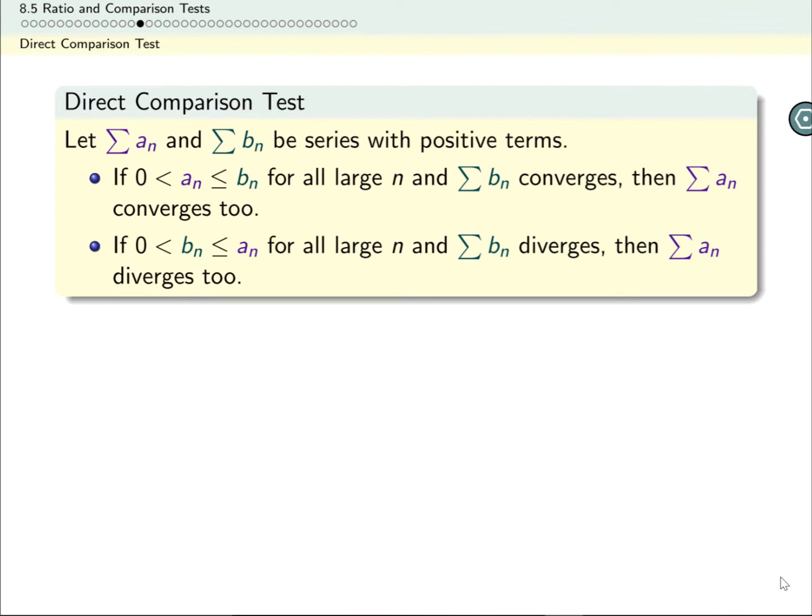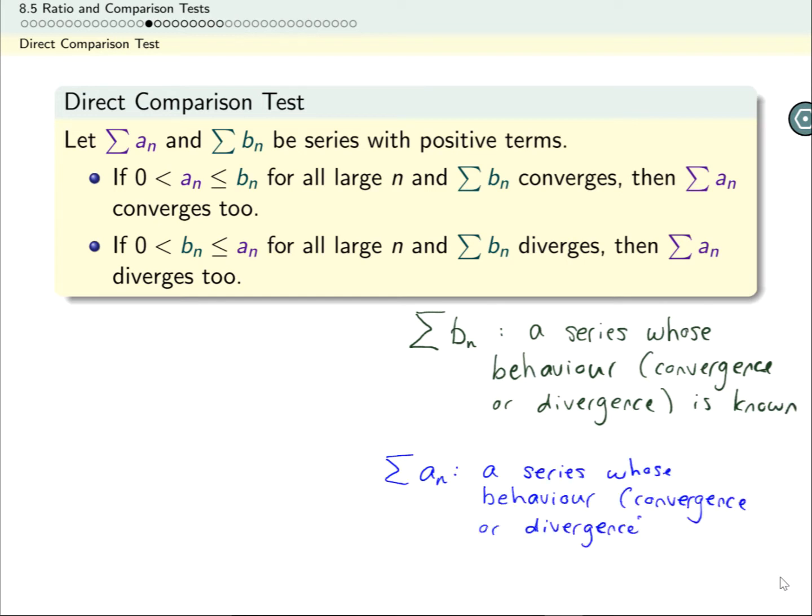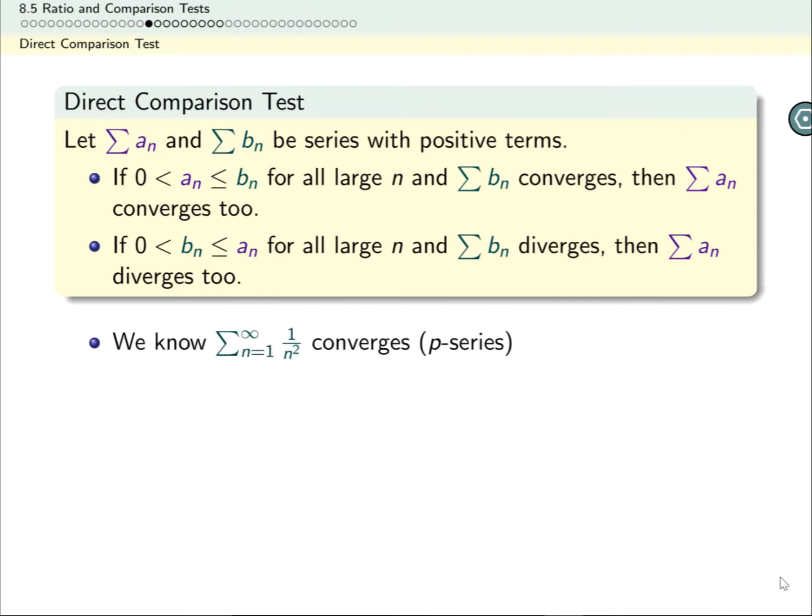This brings us to the direct comparison test. We're comparing two series. The B series is a series whose behavior, whether it converges or diverges, is known. The A series is a series whose behavior, whether it converges or diverges, is unknown. For this to work, we need to be adding up positive numbers. Let's start by looking at the first bullet point. Here's a series whose behavior is known. It's a P series with P equals 2, so it converges.